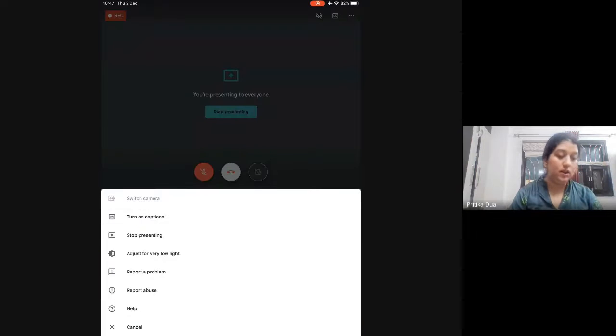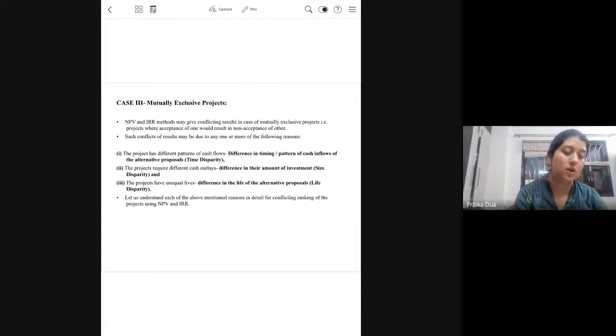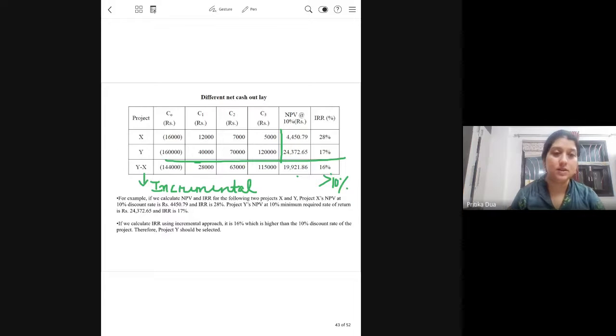Now, the projects under consideration might have a different initial cash outlay, and because of that, there might be a difference in the ranking of the projects as per NPV and IRR. So there we use the incremental approach for size disparity, and we calculate the incremental NPV and IRR, and we address this problem. This was already taken up in the last lecture where we discussed this concept.